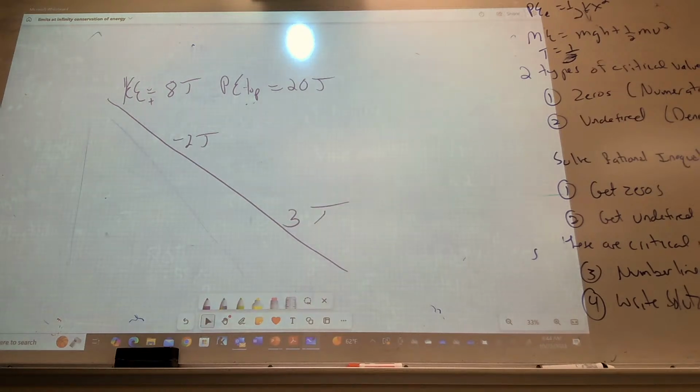I want you to just tell me, go through this same thing. Don't use your calculator. These are simple numbers. Just give me the mechanical energy at the top, the middle, the bottom, potential energy at the top, the middle, the bottom, the kinetic energy, like that.